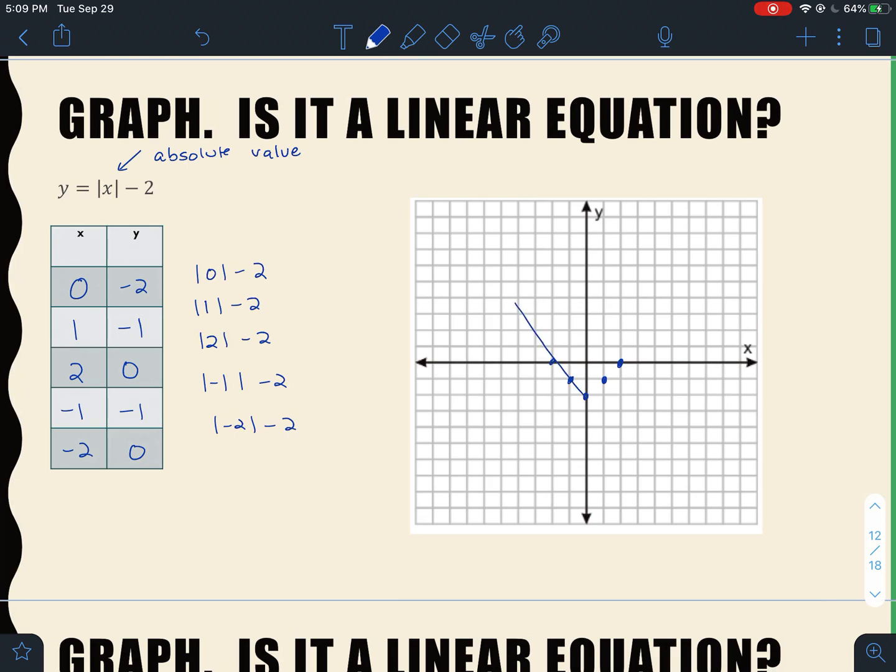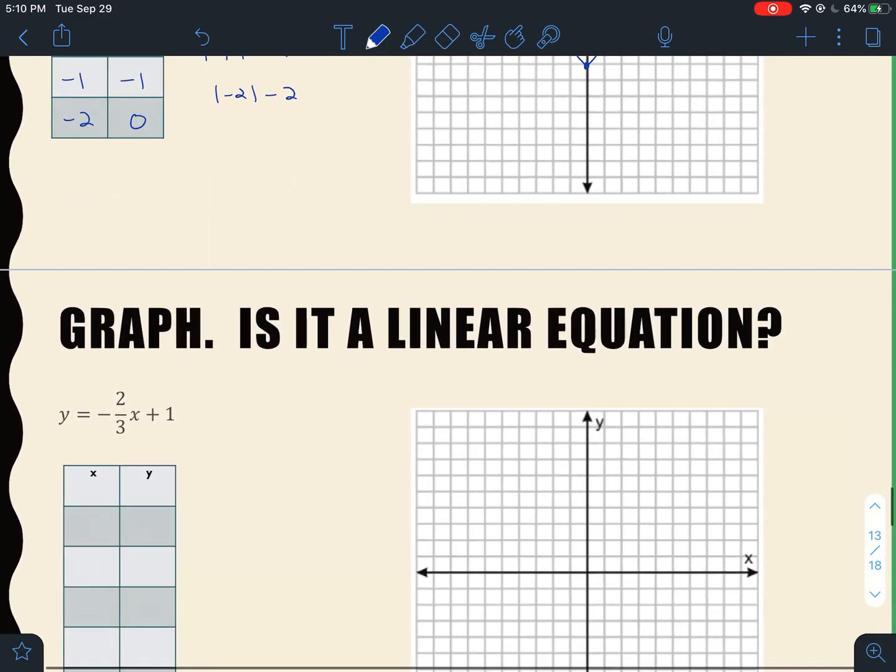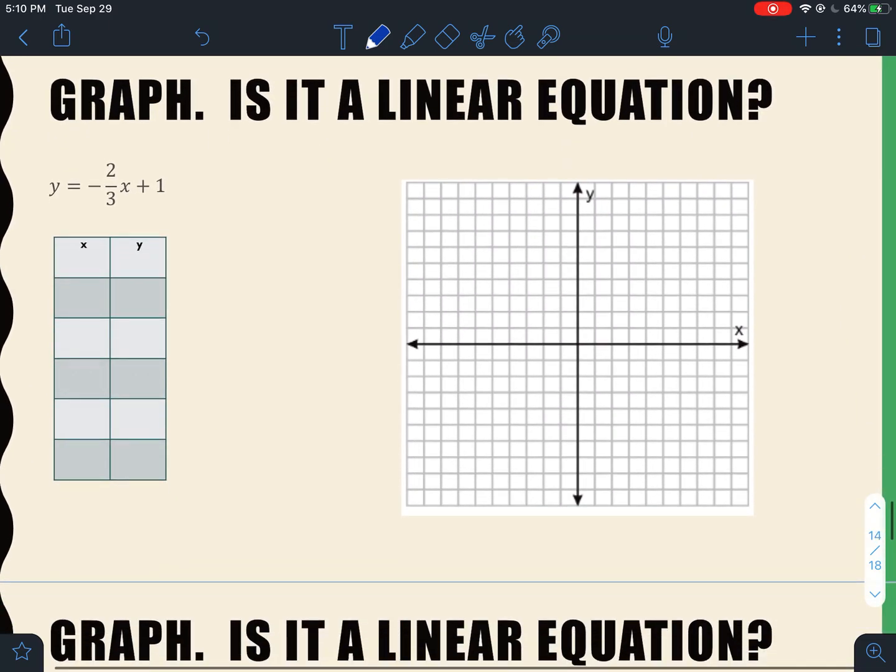So notice this one almost looks like a parabola, but instead of a parabola, it makes a V. So absolute value graphs aren't linear, but they make a V. They make two lines that go in opposite directions, but it's not linear because it's not one line. Absolute value graphs look like a V graph.